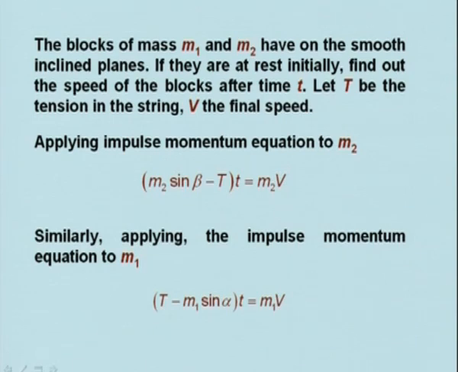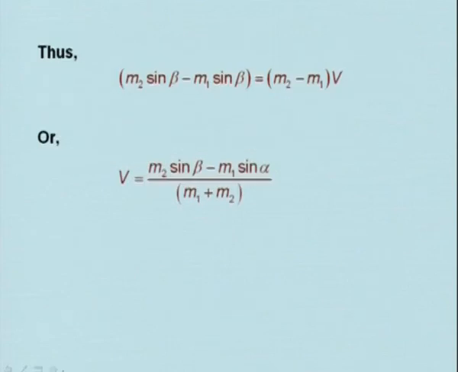Let T be the tension in the string and v the final speed. So, applying the impulse momentum equation to M2, we have M2 g sin beta minus T, times t, is equal to M2 v. We have to consider this tension T also. Similarly, apply the impulse momentum equation to M1: T minus M1 g sin alpha, times t, is equal to M1 v.